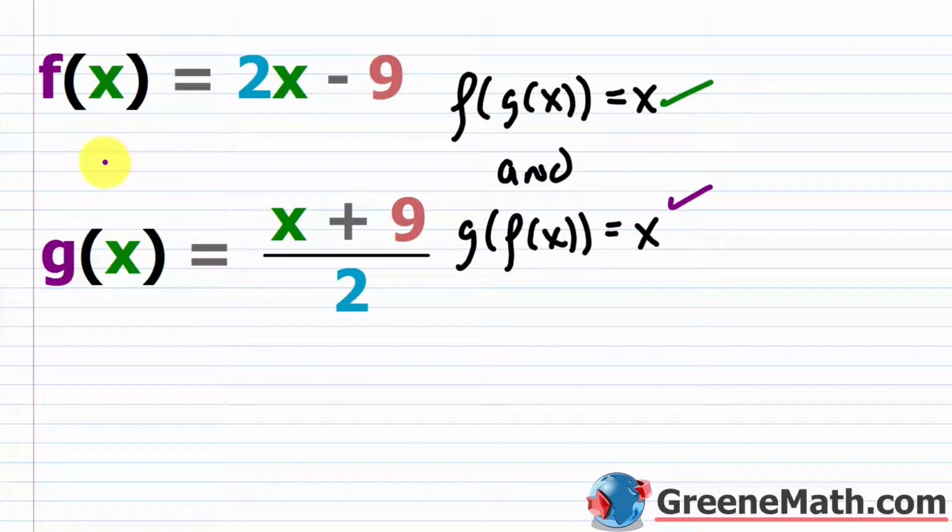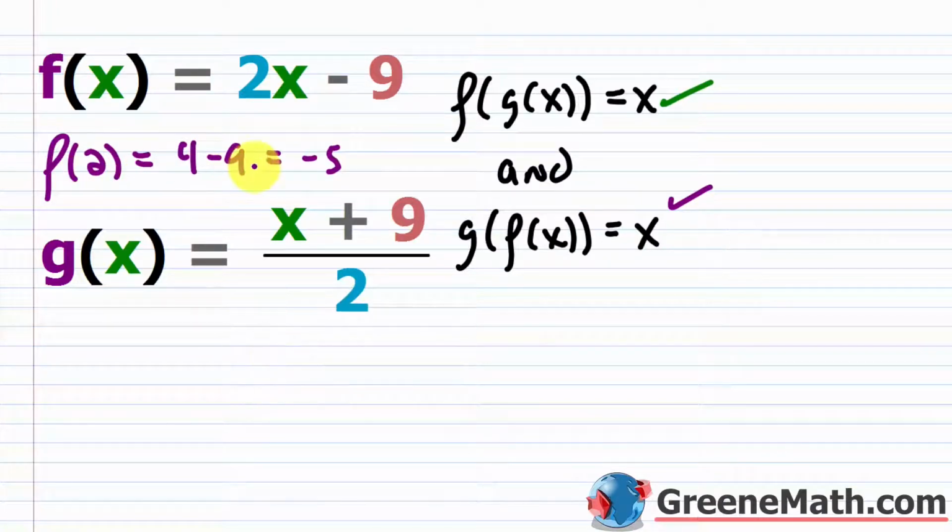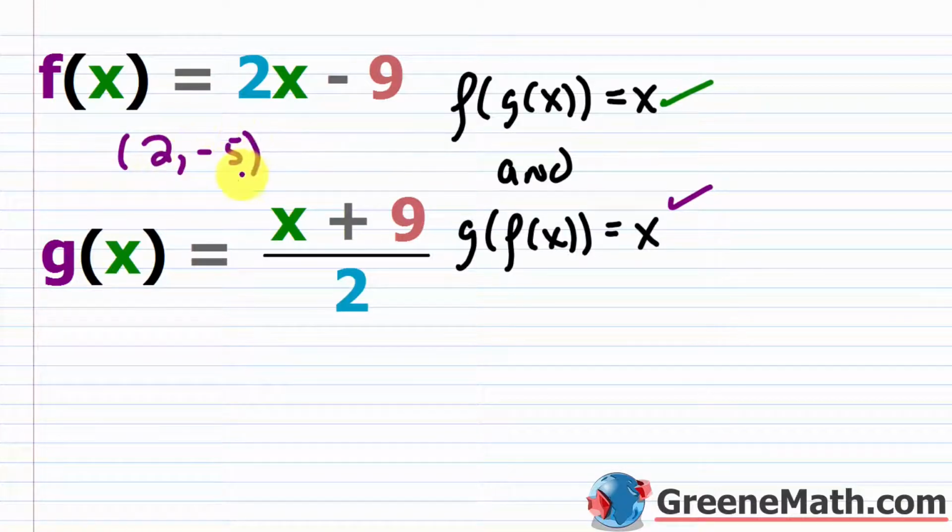So let's just say f of 2. f of 2 is equal to what? You'd have 2 times 2, which is 4, minus 9, which is negative 5. So an ordered pair here that works is 2 comma negative 5. Again, with the inverse, those are going to be flipped. So the x value becomes the y value and the y value becomes the x value. So it should be true that an ordered pair that satisfies g of x would be negative 5 comma 2.